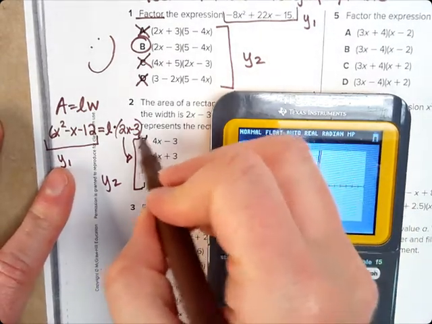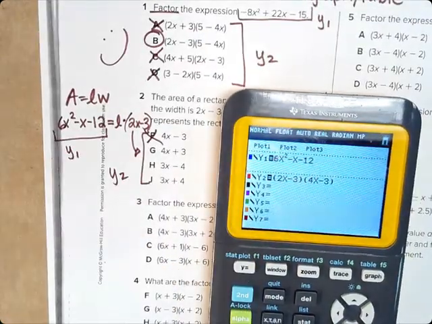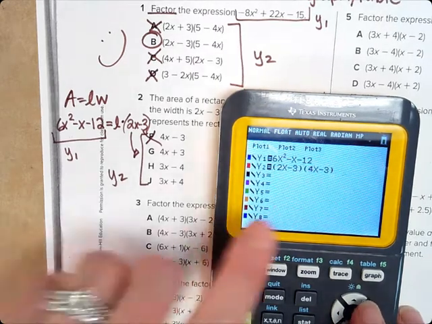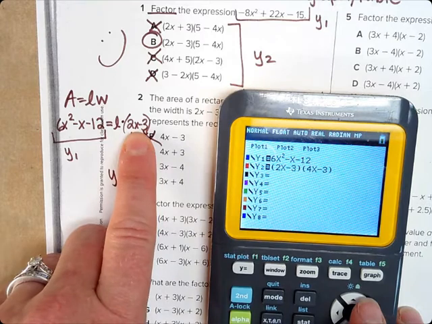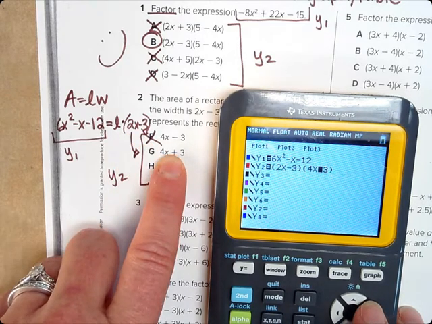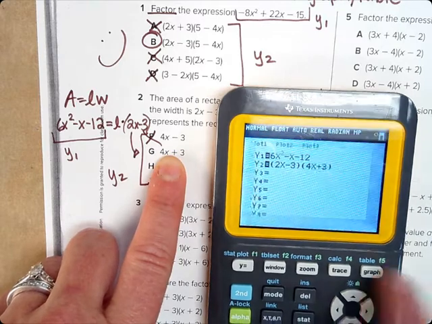So go to the next one. What am I changing whenever I go to that next one? Yep. I keep the same 2x minus 3 because that's part of the problem. That's the width. So I just changed the length. So that's 4x plus 3.